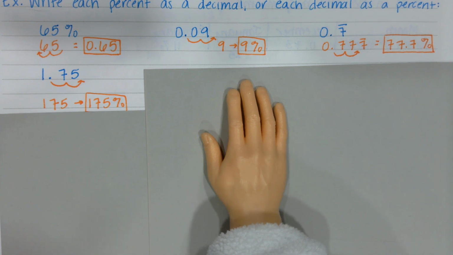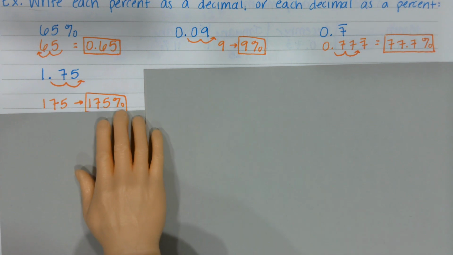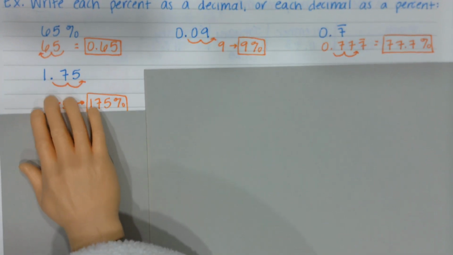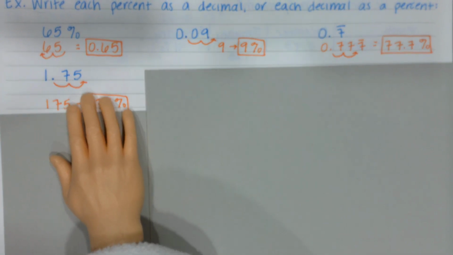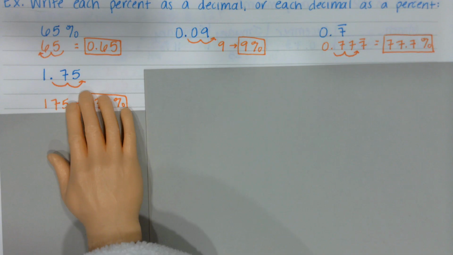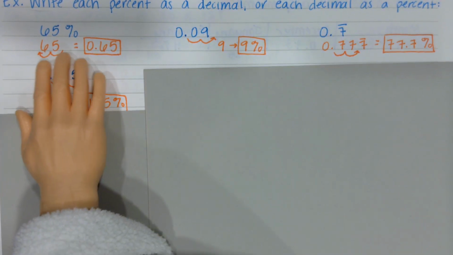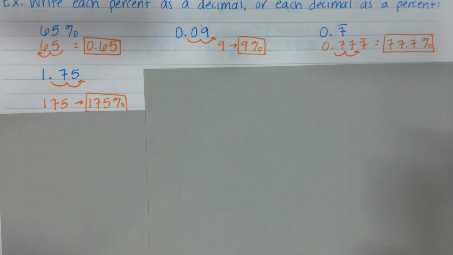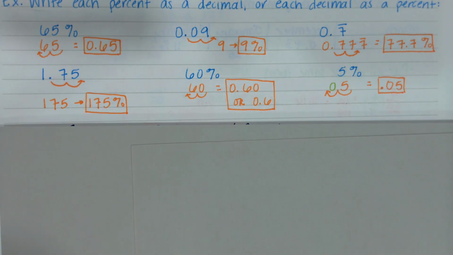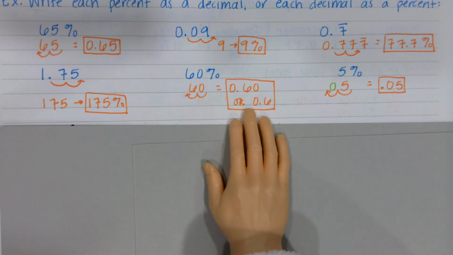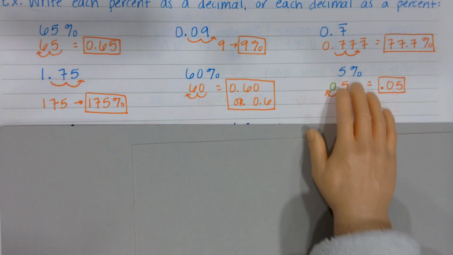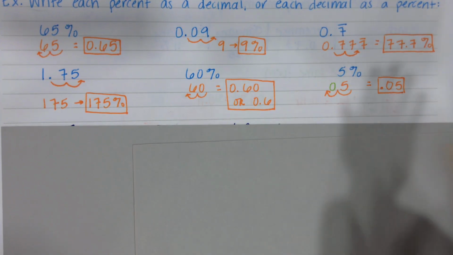If you are trying to make a percent, you want to end with the percent symbol, you move the decimal point towards where that percent symbol is going to go. And if you want to get rid of the percent, you're going to move the decimal point away from the percent symbol. So for 60%, that is 0.6. And 5% twice to the left is 0.05.